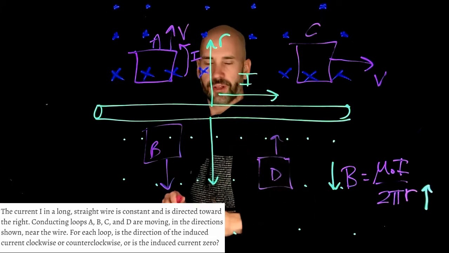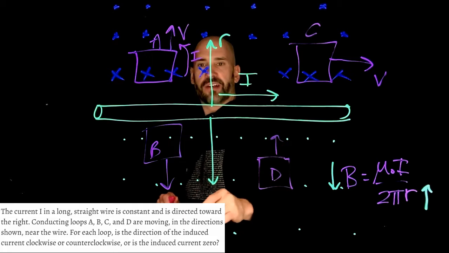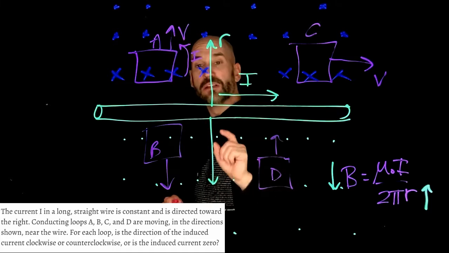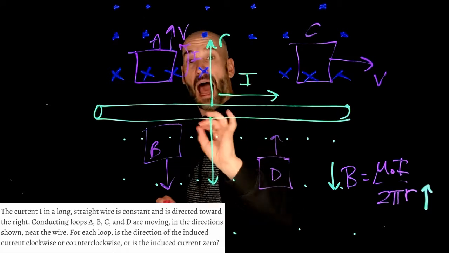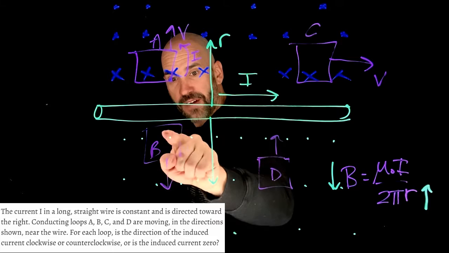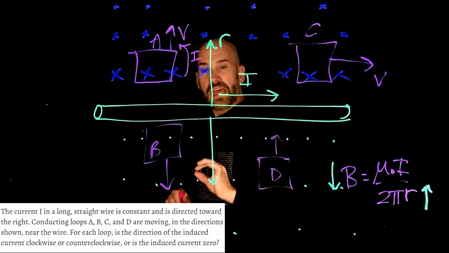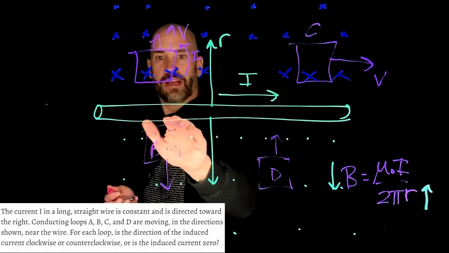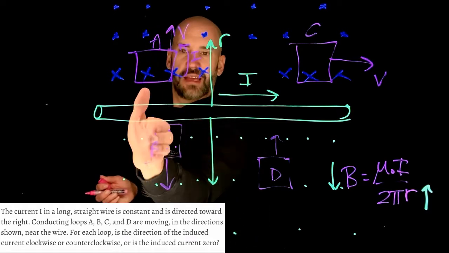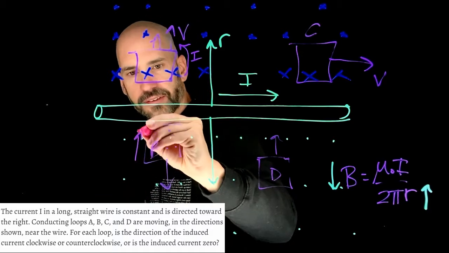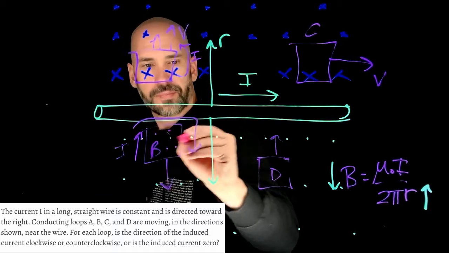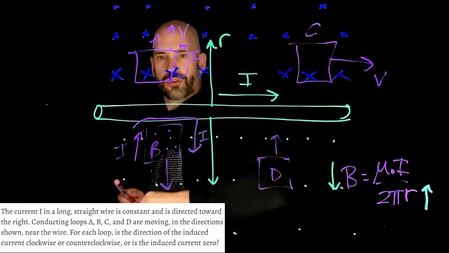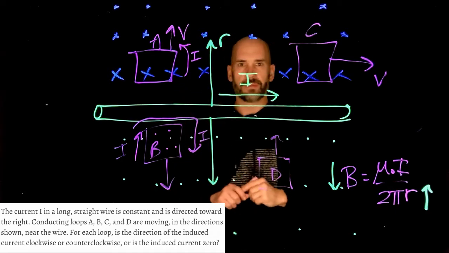For part B, we have a flux going this way this time. As I pull it away, I'm losing flux going this way. I want more flux going this way to make up for the fact that I'm losing it by pulling it away. And so to have more flux in, I am going to want a current that goes like this and around. That will be a clockwise current.